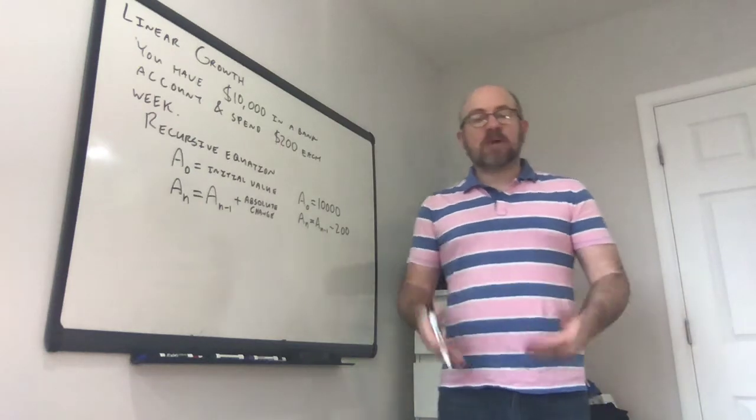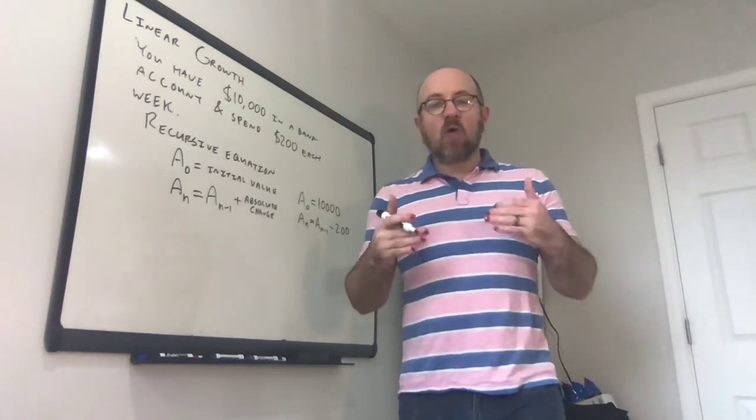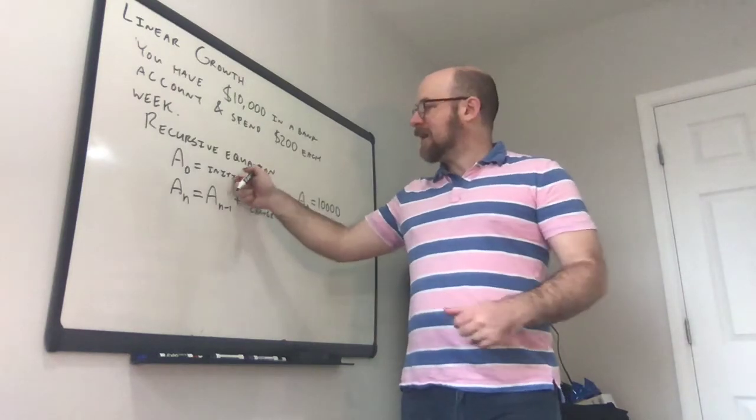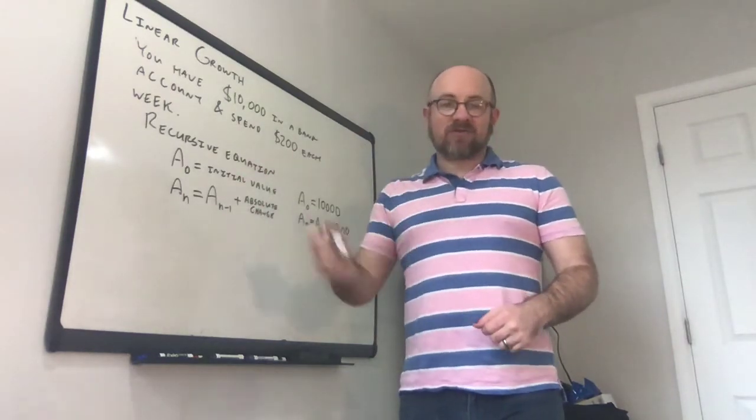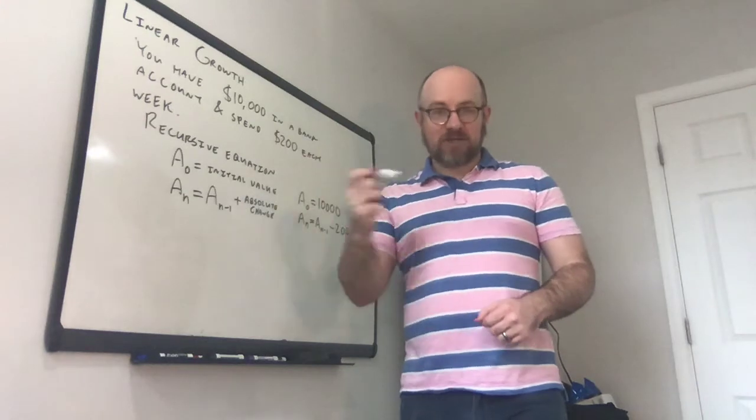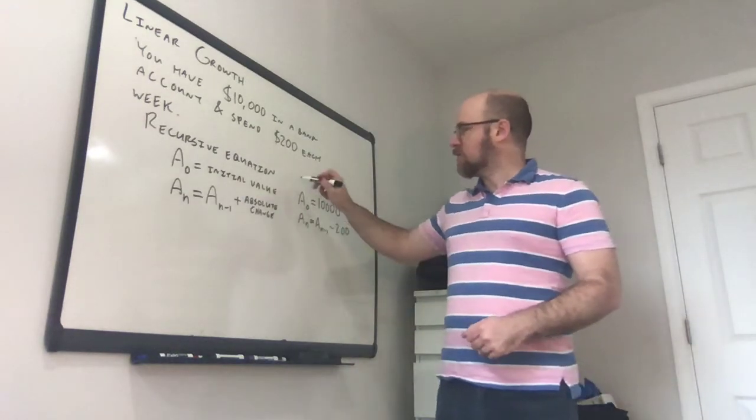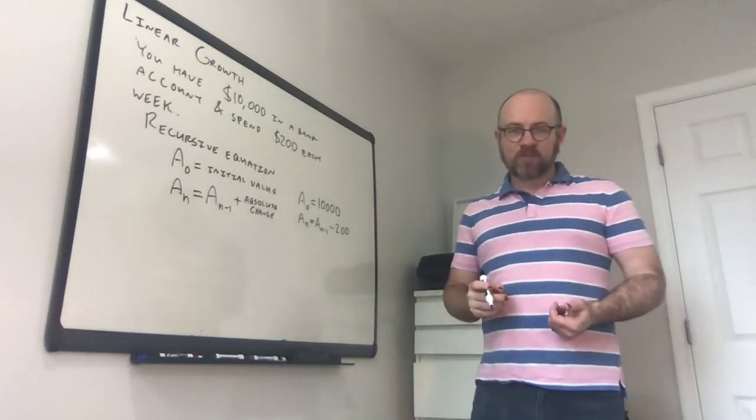And this is just a picture of how we can get the value for the next one from starting at the beginning and then adding or subtracting the same amount each time, okay? So this is called the recursive equation. That's how you write it down.